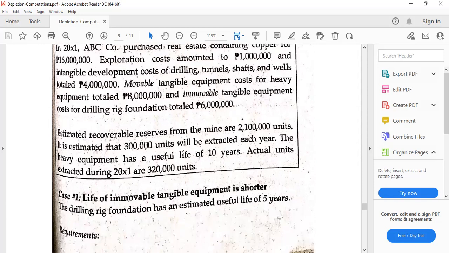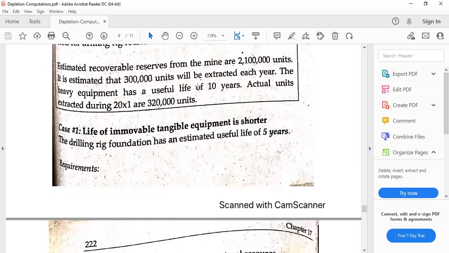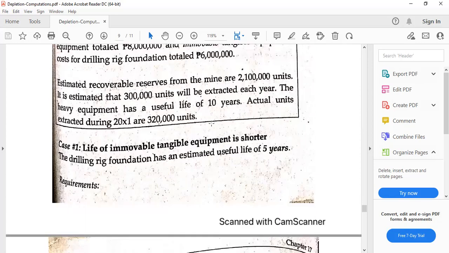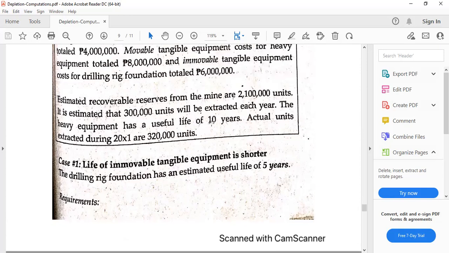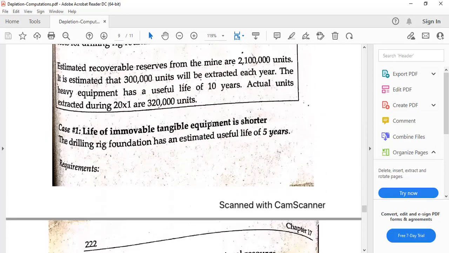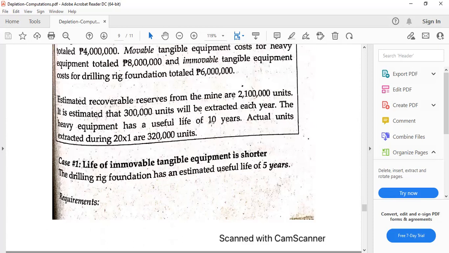Now we have to take note that the estimated recoverable reserves from the mine is 2,100,000 units, and we are estimated to extract 300,000 every year. So that is 7 years. And we compare that with the useful life of our immovable tangible equipment, but it's not here anyway. What is here is the useful life of the heavy equipment, which is movable tangible equipment, and that is to be used for whatever method is applicable. Now, case number 1, let's say that the drilling rig foundation, which is immovable tangible equipment, is 5 years, and therefore we use that for our analysis, which is shorter, 5 years versus 7 years. Because the useful life of a drilling rig is 5 years, we use the straight line method.